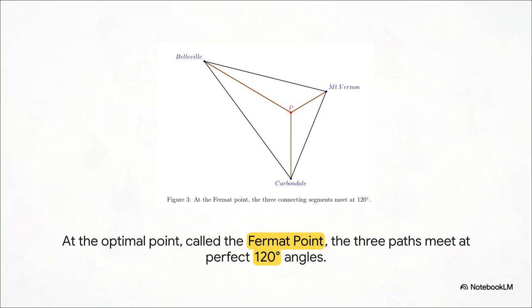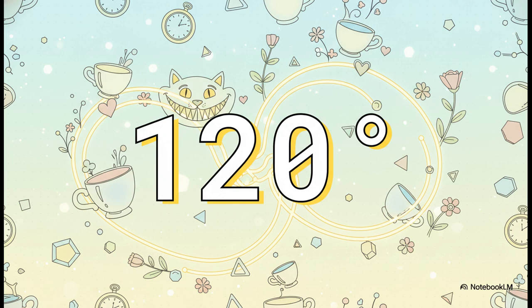You can see our 3 cities, and right there at that central hub, the Fermat Point, the 3 lines connecting everything are spread out perfectly. The angle between any 2 of those lines is exactly 120 degrees. 120 degrees. That's the magic number. If the angles at your junction point are all 120 degrees, you've done it. You have found the shortest possible total path. It's the geometric fingerprint of the solution.